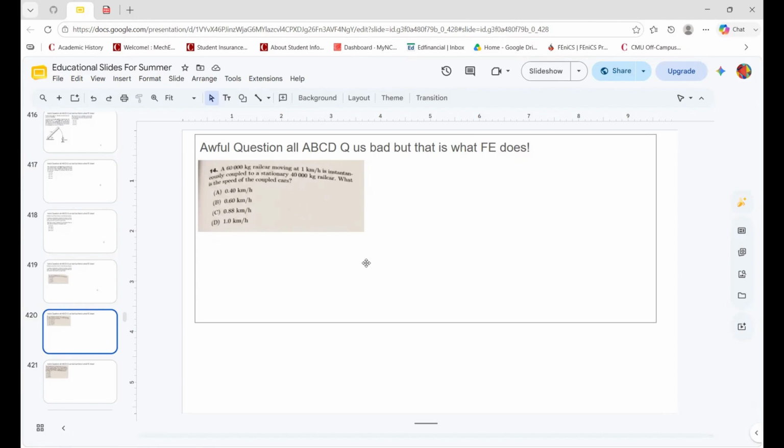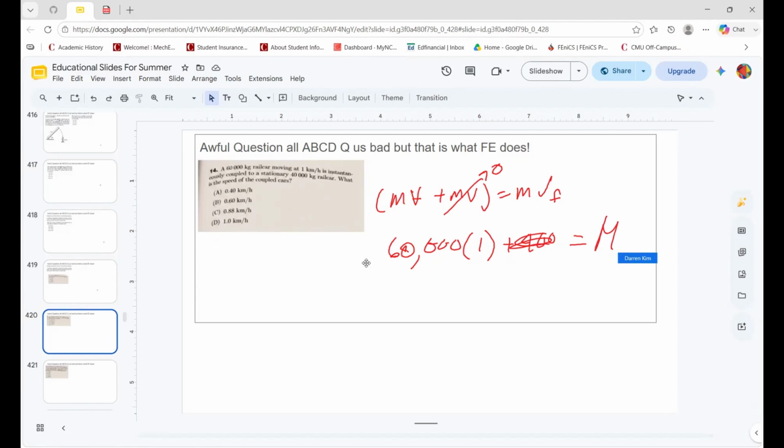So it is MV plus MV equals MV final. I don't really like that a little bit, but it's fine. It's just that the word play is a little bit, like, it's fine. This is zero because it's stationary. And then you just have to make this equal to the combined mass times VF. So this is like that. So it is VF equals 60,000 divided by M. M is 60,000 plus 70,000, so it's 130,000.